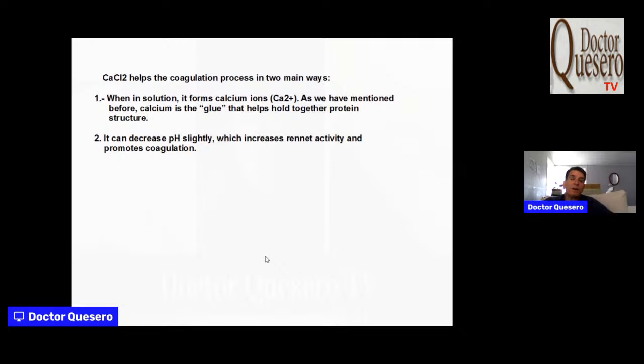If you want to make pasta filata cheeses, and you have too much calcium, remember it won't stretch. If you are using citric acid to make the pasta filata cheese, don't use calcium chloride at all, because your curd will not stretch. Okay, this is what I wanted to tell you about calcium chloride.